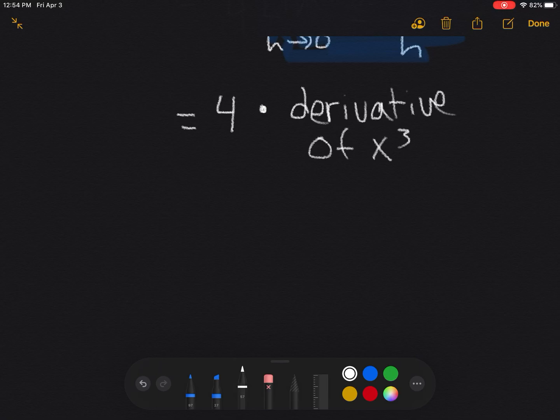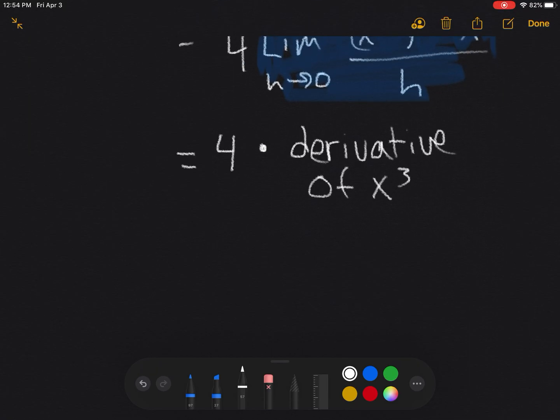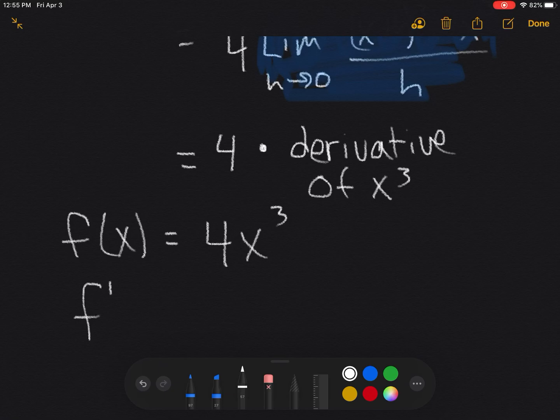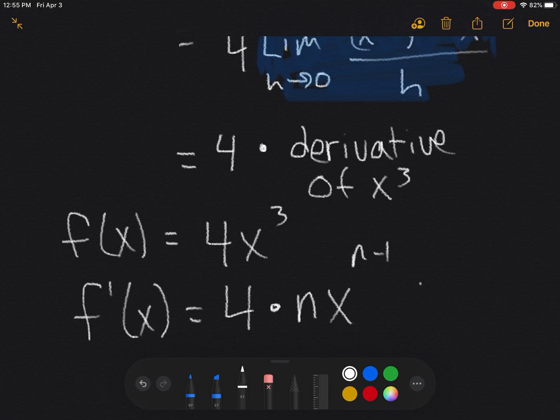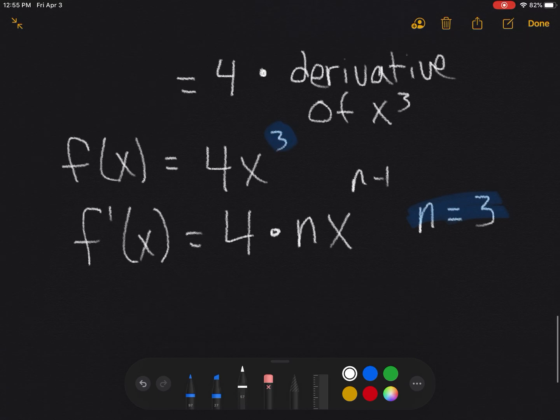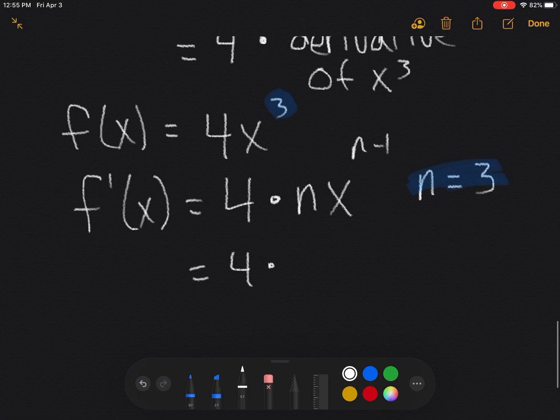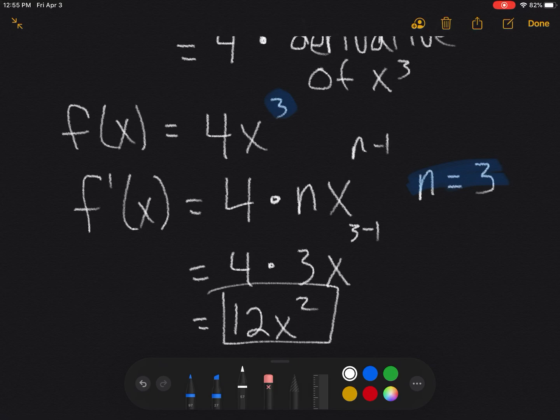What this means for us is that in our example, when I have f of x equals 4x cubed, and I want to find f prime of x, I can just do this as 4 times the derivative of x cubed. So that's going to be, using our definition here, n times x to the n minus 1, and n is equal to 3. The reason n is equal to 3 is because that's the exponent we have on our variable of x here. So then this becomes 4 times 3x to the 3 minus 1, which becomes 12x squared. And that would be our final answer.